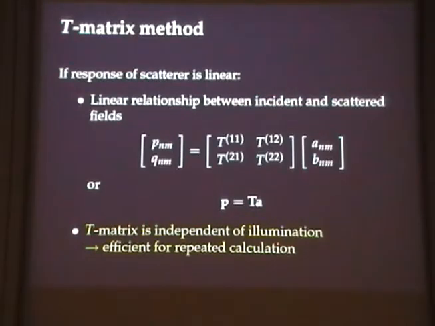My incident fields, my basis sets, come in basically two different classes. There's my TE modes, transverse electric modes, and TM, transverse magnetic modes. So I can have some A and B incident field amplitudes. As long as my scatterer has a linear response, and that's usually a fairly good thing, there'll be a linear relationship between the scattered field and the incident field. I represent the scattered field the same way, in terms of sums over these vector spherical wave functions.